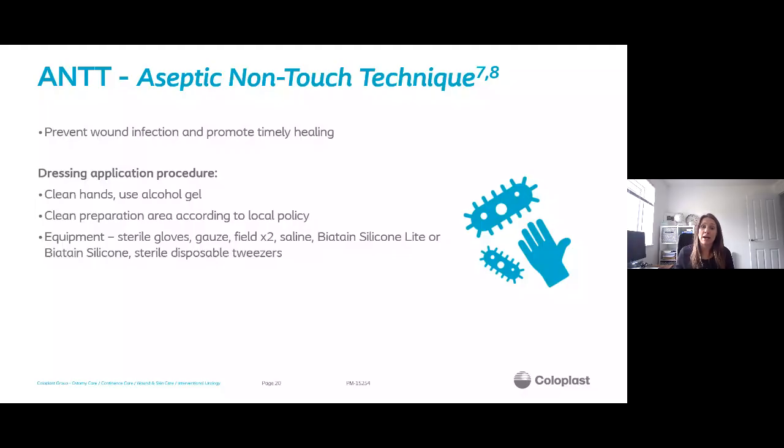And we want to make sure that we have the right equipment with us to be able to dress these wounds. That could be sterile gloves, gauze, some saline, the Biatain Silicone or Biatain Silicone Light, and we may want to use the disposable tweezers if we have those in our packs. If not, then we would want to be reapproximating the wound either with a moistened piece of gauze or potentially our finger in a sterile glove. So various ways that we can do this, but I would have a look at your local policy and local procedures to see how you're best to do that in your area.